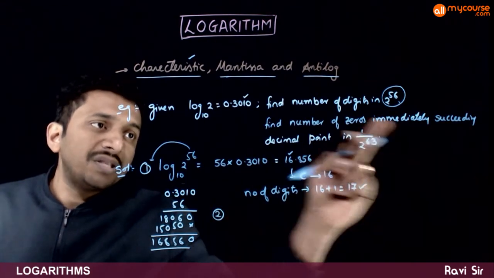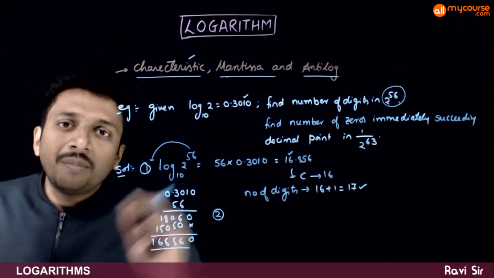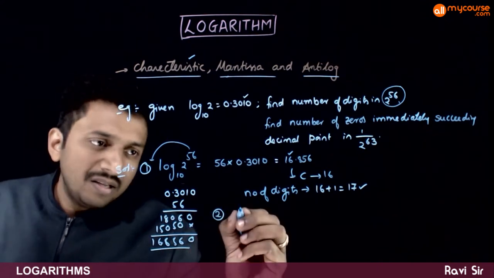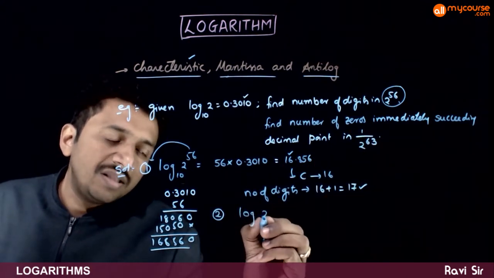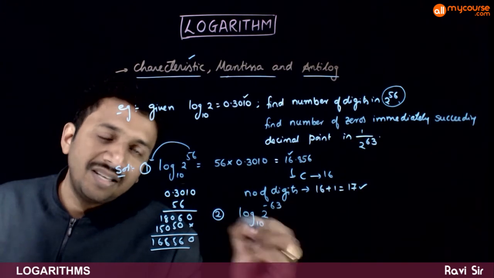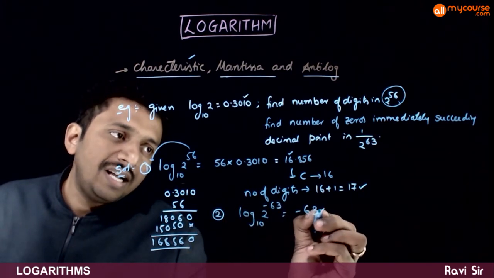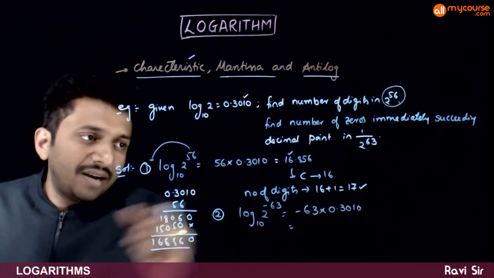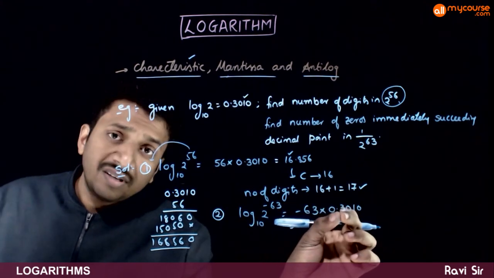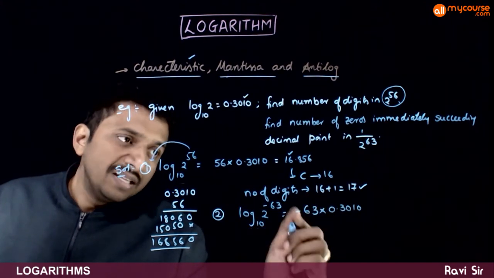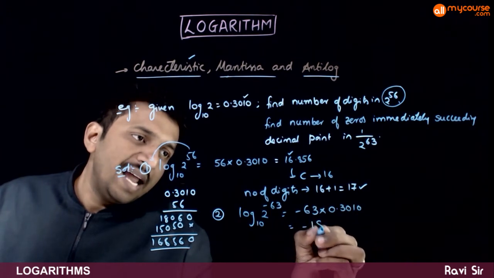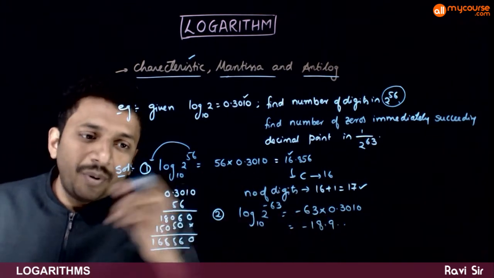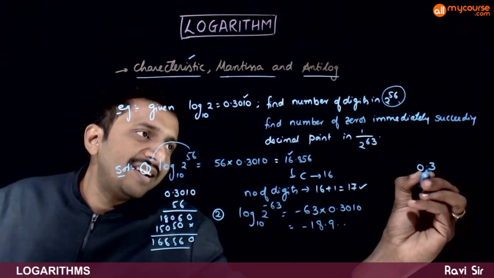I want the number of zeros immediately succeeding the decimal point in 1 by 2 power 63. To find that, first let us find the value of this logarithm. Log of 1 by 2 power 63 is nothing but log of 2 power minus 63 to the base 10. That is minus 63 times log 2 to the base 10, which is 0.3010. Right? So 63 into 3 is 189. So this will be something like minus 18.9 and so on. I'll just calculate this nicely.